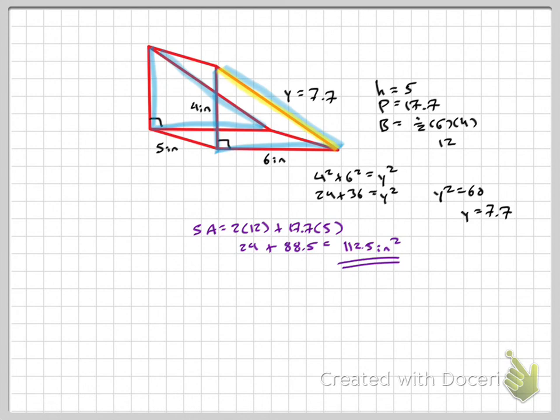And so, guys, for the most part, the rectangular prisms will be pretty quick. The triangular prisms, you might have to do a little bit extra work to find some type of missing dimension. Good luck. Let me know if you have any questions.